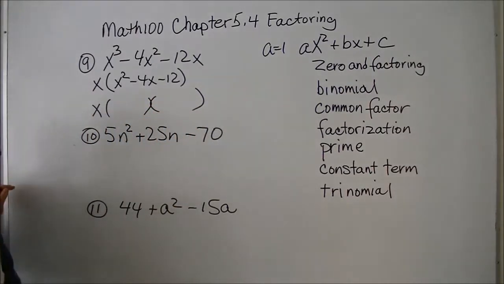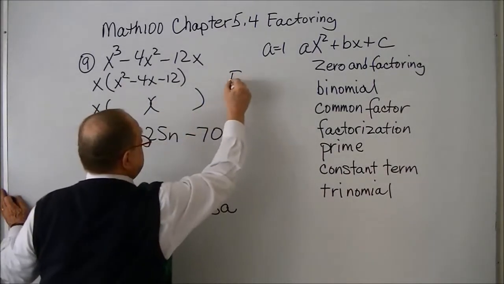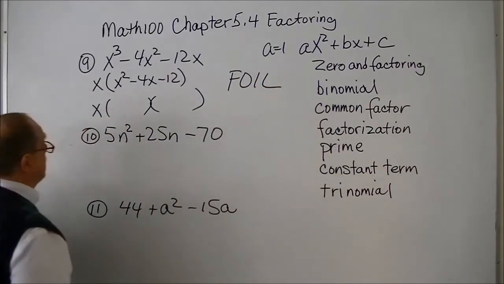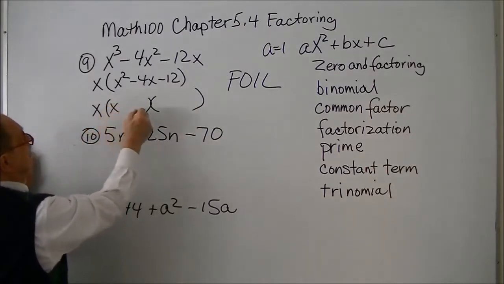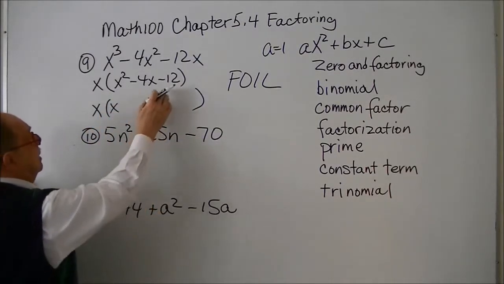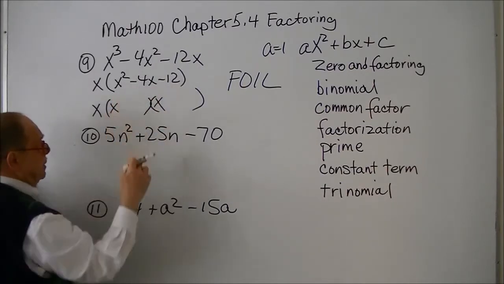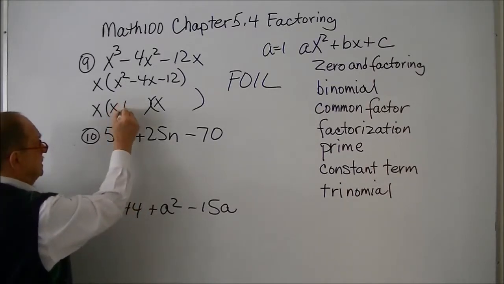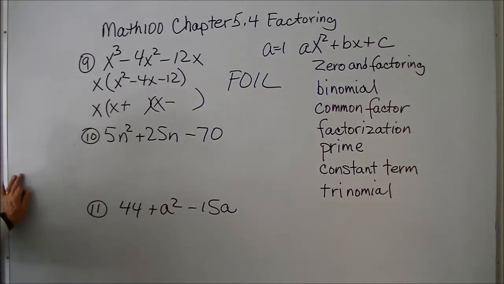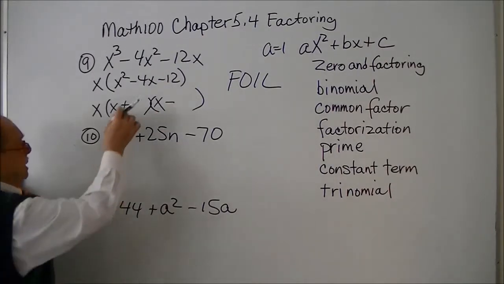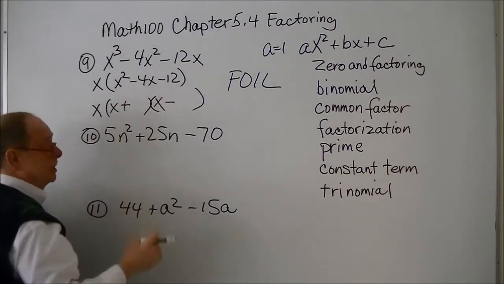You then put two sets of parentheses, where in a sense we're going to undo the FOIL. So, in our first position, now notice here we have a negative, here we have a negative. In order for that to be true, one of these has to be positive and one needs to be negative. So we're looking now for factors of 12 that have a difference of 4.